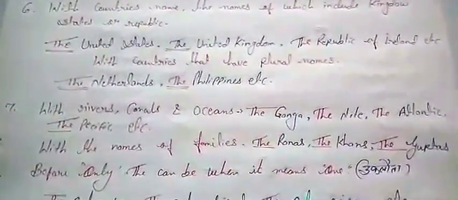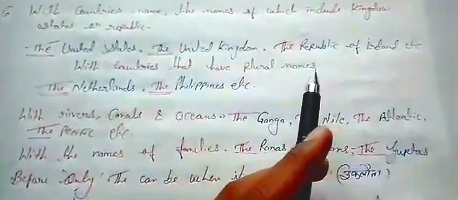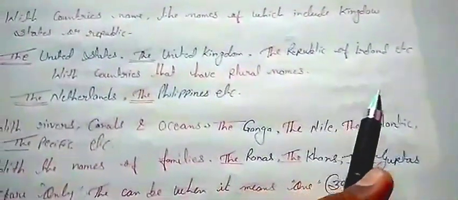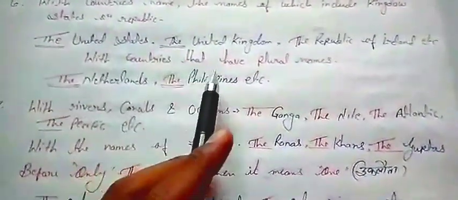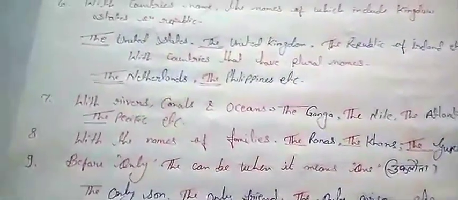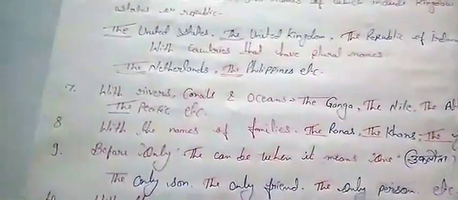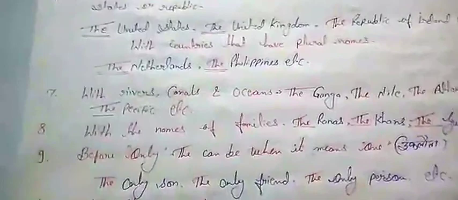Let's talk about the United Kingdom. It is also like that: the United Kingdom, the Republic of Ireland, etc. With countries that have plural names, like Netherlands, the Netherlands, Philippines, the Philippines, etc.